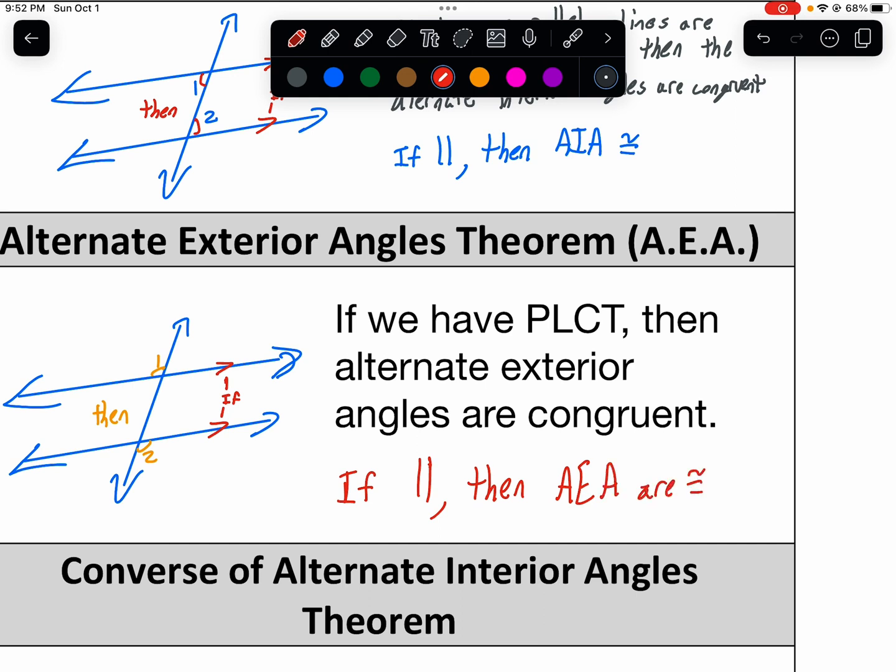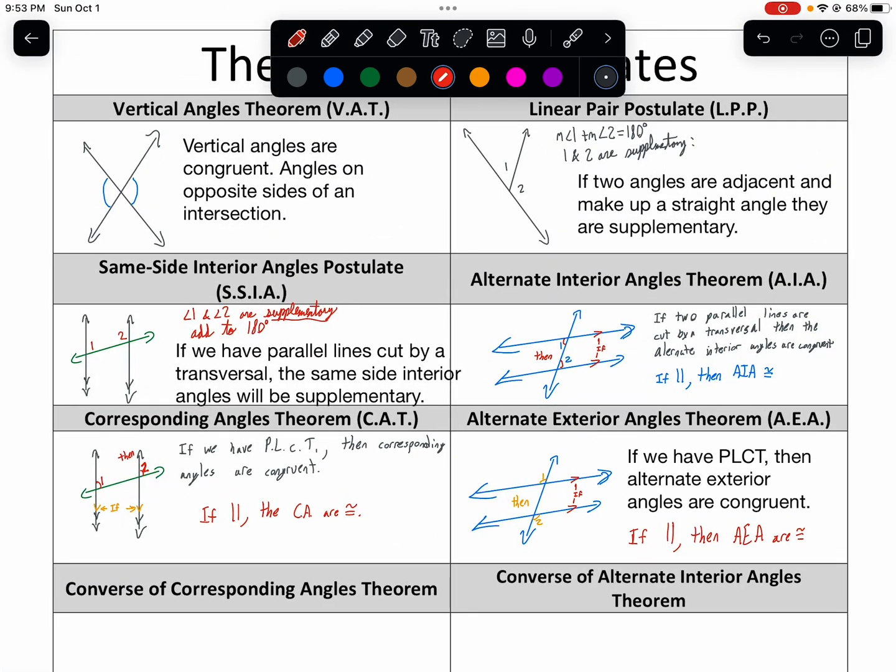This ends our dive into the original statements. Just to summarize the ones that we have, we've got the vertical angles theorem, we've got the linear pair postulate, those are both very useful. Then we have the same side interior angles postulate. That allows us to prove the alternate interior angles theorem. If we've got parallel lines, alternate interior angles are congruent. And our same side interior angles is, if we have parallel lines, then these angles are supplementary. They add to 180.